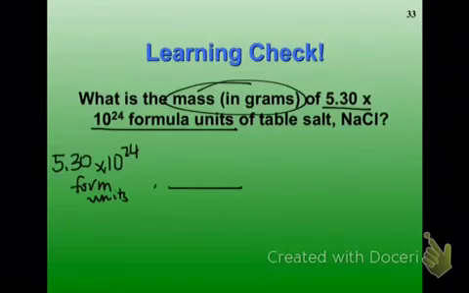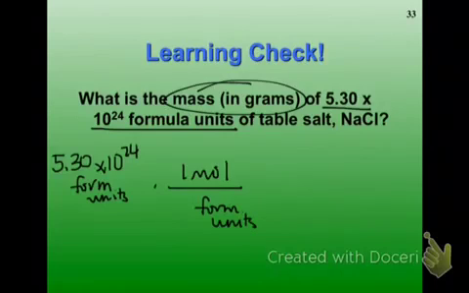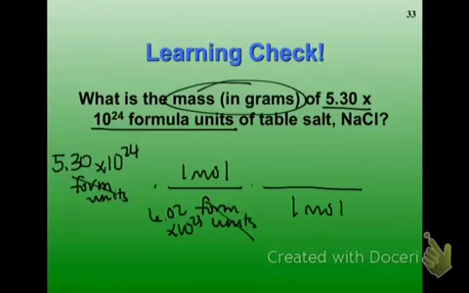And so my first conversion, if formula units is on the top to begin with, then formula units has to be on the bottom here. And 1 mole is on the top, 6.02 times 10 to the 23rd. Okay, so those units cancel. I'm left with moles, which isn't what I'm looking for, so now I need to get over to grams. 1 mole goes on the bottom next, and then my molar mass of NaCl.